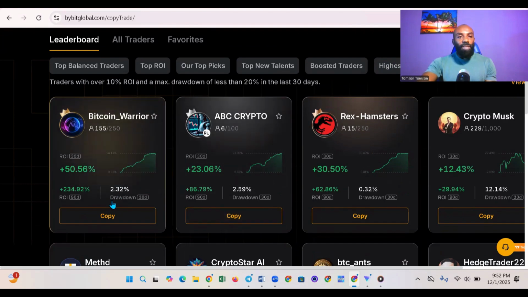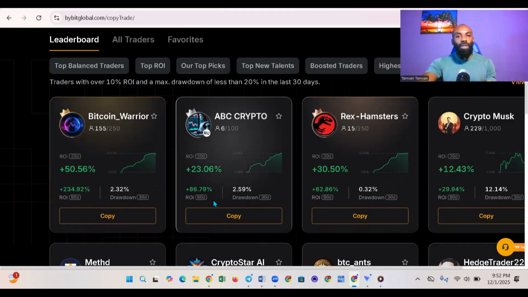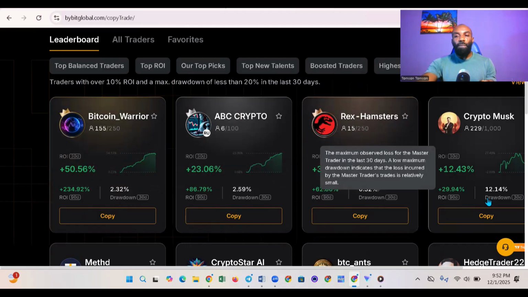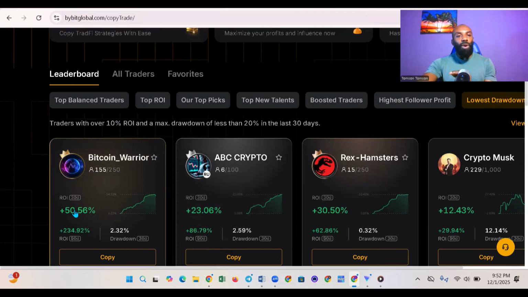You can see the drawdown of this guy in the last 30 days is just 2.3%. This one is 2.5%, 0.3%. This one is 12%, okay? But also, if you look at their ROI, you can see plus 50%. 50% in 30 days is no small money, okay?